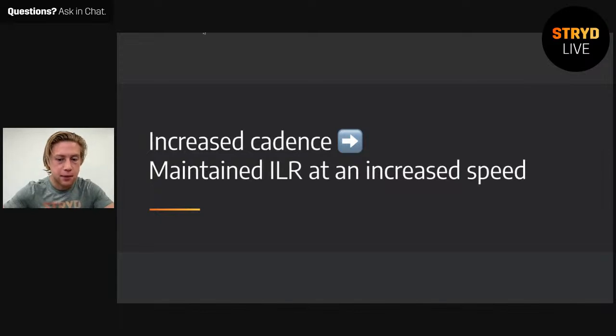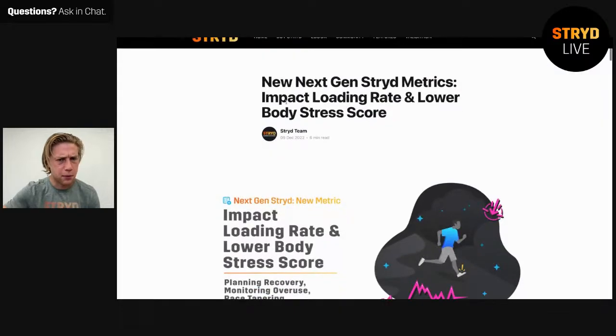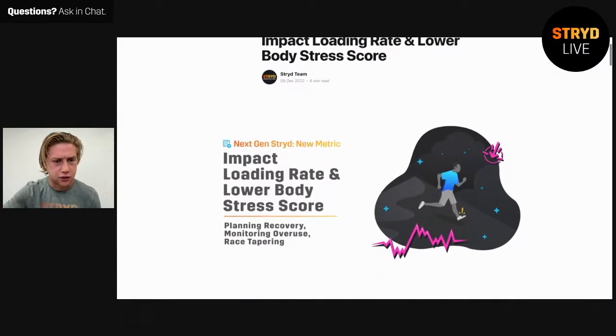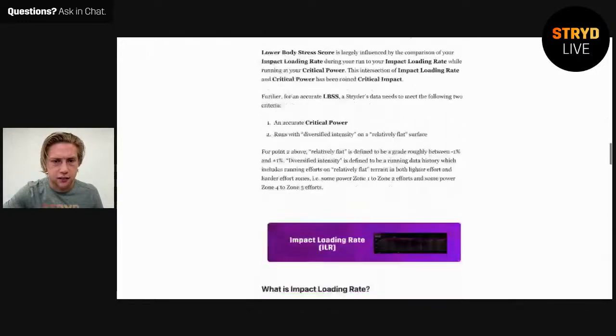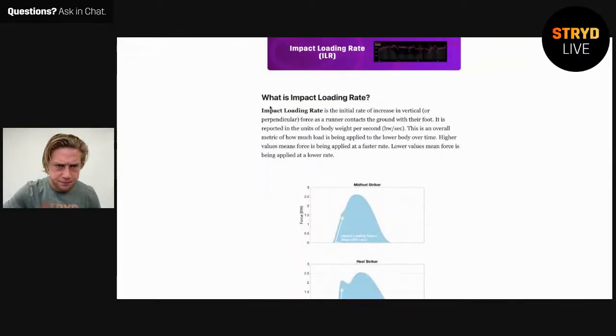So as we know, that impact loading rate is a feature of the next gen Stryd. And if you did want to read more about the impact loading rate, you can go to blog.stryd.com or search for impact loading rate on Google. And I just want to highlight the definition of that impact loading rate from this article. Impact loading rate is that initial rate of increase in vertical force as a runner contacts the ground with their foot. It's reported in units of body weight per second. And this is an overall metric of how much load is being applied to the lower body over time. So those higher values mean force is being applied at a faster rate, and lower values mean force is being applied at a lower rate.